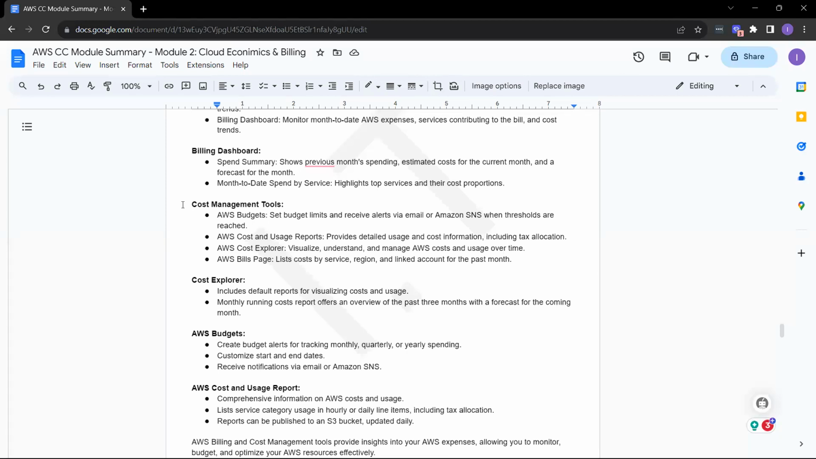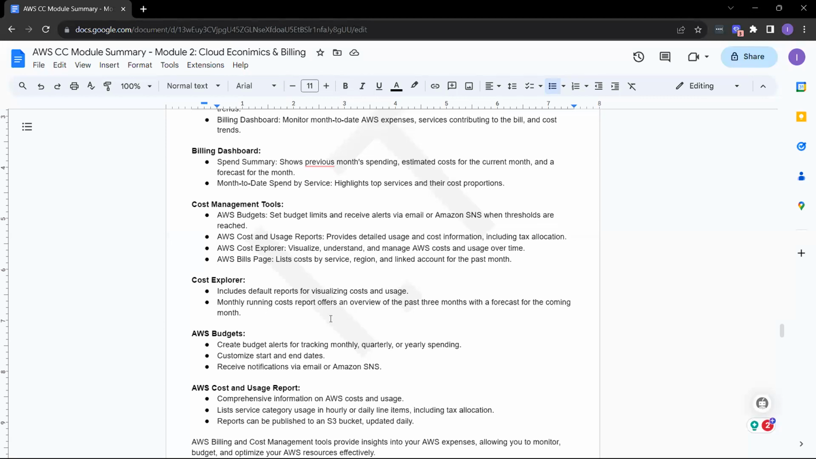Now, the cost management tools available are AWS Budgets, the AWS Cost and Usage Reports, the AWS Cost Explorer, and your AWS Bills page. I think one of the tools that is causing us a lot of problems or confusion is the Cost Explorer. The Cost Explorer is used to visualize, understand, and manage your costs and usage over time, right? So the keyword is over time. In other cases, you might see that it helps you forecast.